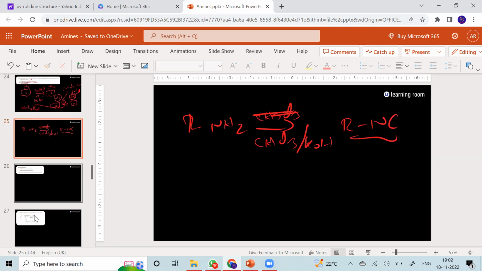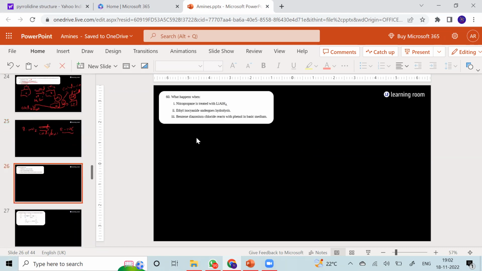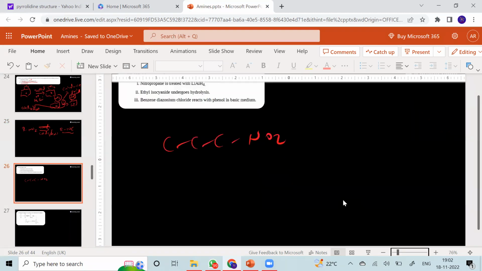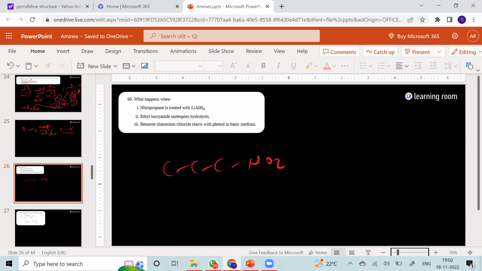Moving on. What happens when nitropropane is treated with LiAlH4? LiAlH4, I know what the reagent is, right? It's a reducing agent again. Is it not a very strong reducing agent? Obviously, it's going to reduce your NO2 to NH2. That's what is going to happen.